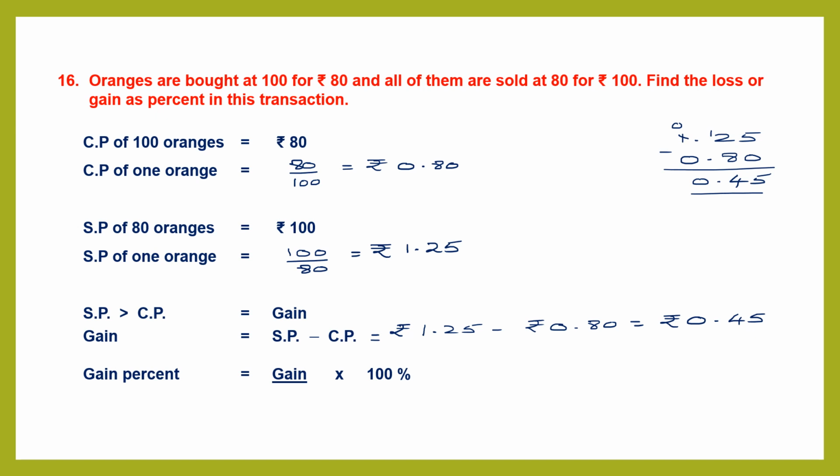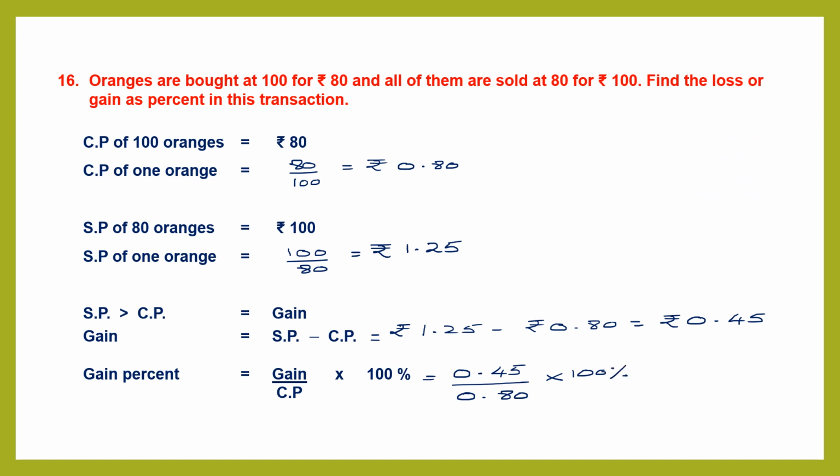So now let's find the gain percent by using the formula gain divided by cost price into 100, and the gain is 0.45 by the cost price, which is 0.80. Multiply this by 100%. So now let's take this fraction, and write it here, 0.45 divided by 0.80. We can remove the decimal point by moving the point two places to the right. That is, if we multiply by 100. So here also multiply by 100. The point will move two places to the right.